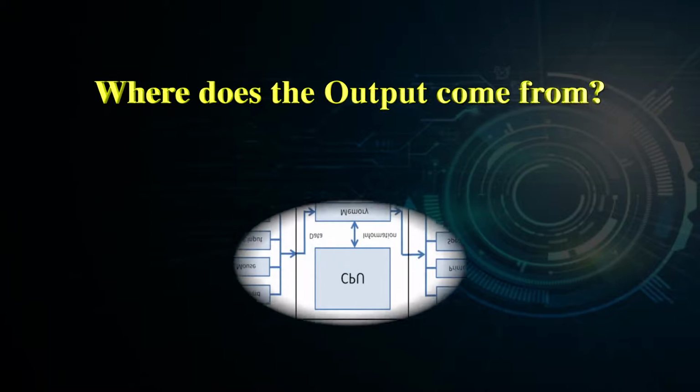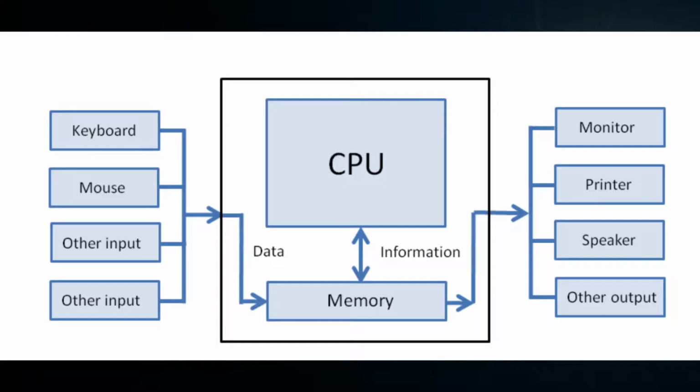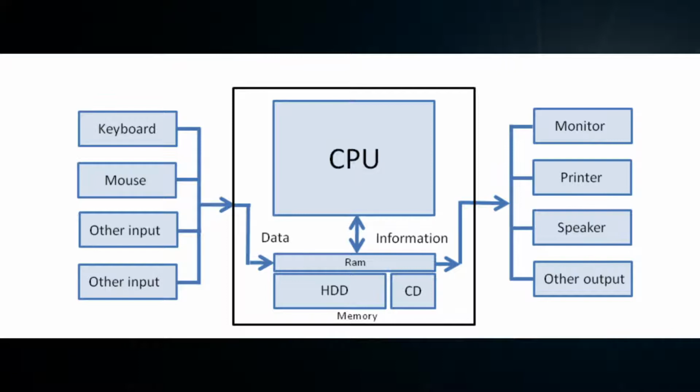Where does the output come from? This is the process of producing results from the data for getting useful information. Similarly, the output produced by the computer after processing must also be kept somewhere inside the computer before being given to you in human readable form. Again, the output is also stored inside the computer for further processing.